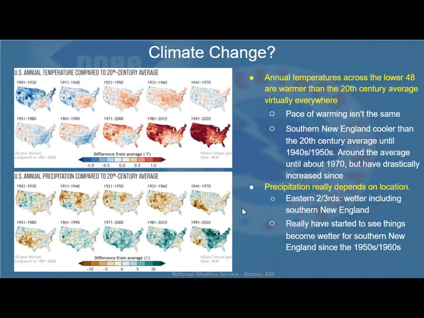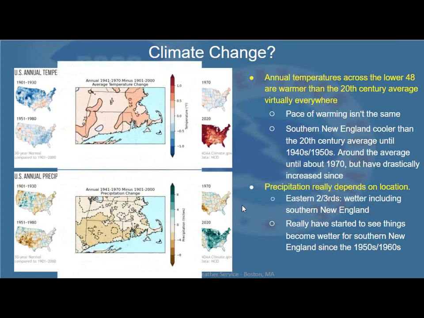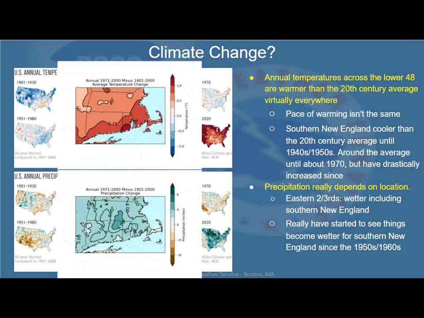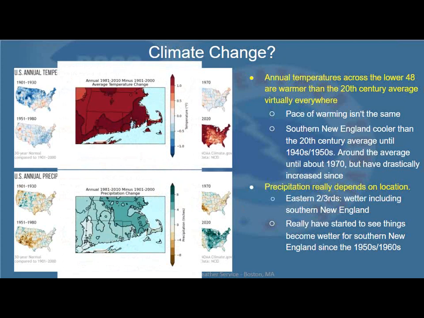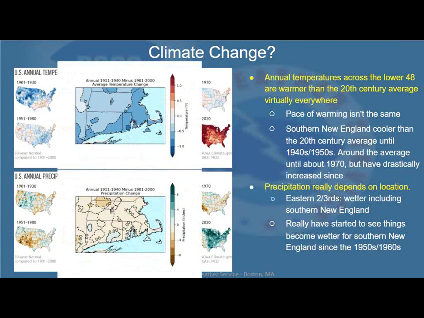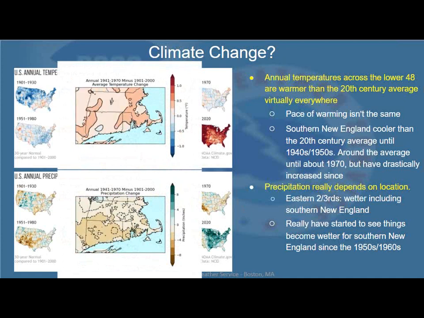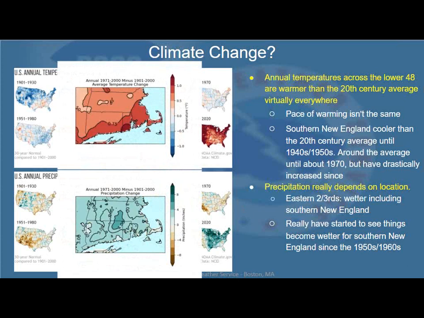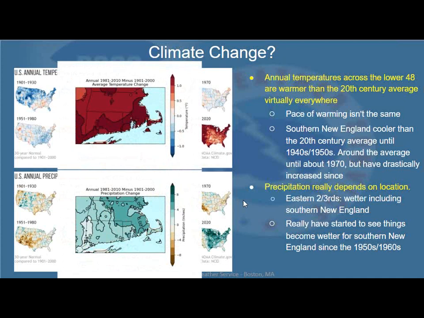So, Joe, if you click forward, I think we have a series of images that Bill made, going through the loop: 1971 to 2000, and 1981 to 2010, and then finally 1991 to 2020. You can see basically in that last image that we showed, much higher than normal temperatures across all of southern New England, and higher than normal precipitation for the eastern two-thirds of southern New England. Okay, so once again, that's the 1991 to 2020 image.